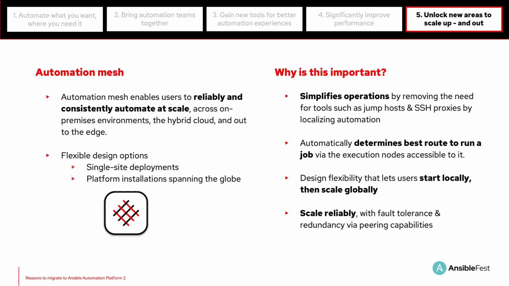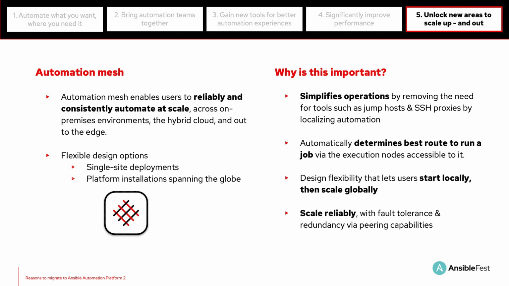And then finally, we have reason 5, automation mesh, one of the most important new features in Ansible Automation Platform 2, which allows automation at scale across the open hybrid cloud. Automation mesh includes a built-in overlay network that provides flexibility in deploying distributed, remote, or otherwise complex automation deployments with a security-first approach by bringing automation closer to where you need it.